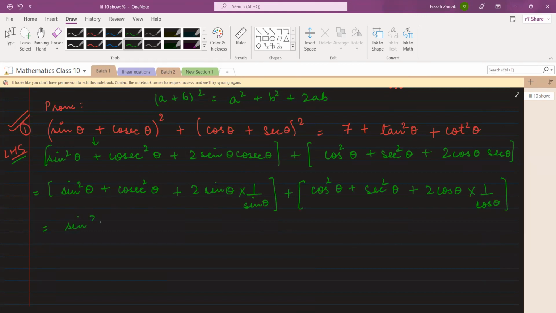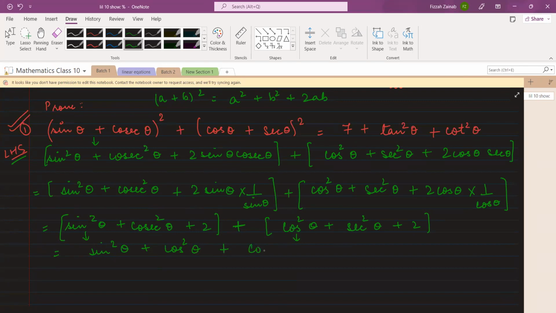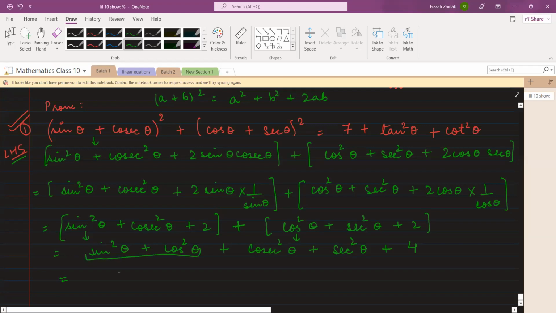So it becomes sine square theta plus cosec square theta plus 2 only, right? And then plus cos square theta plus sec square theta plus 2. All right. Now this is simple plus in between, so you can remove the bracket. It's just addition. So this sine square theta and this cos square theta can be clubbed together. So I'm writing sine square theta plus cos square theta, and then you have cosec square theta plus sec square theta plus, and 2 and 2 will become 4, right? Now this sine square theta plus cos square theta will become 1, plus you have cosec square theta plus sec square theta plus 4, right?